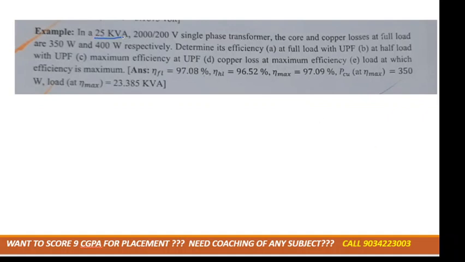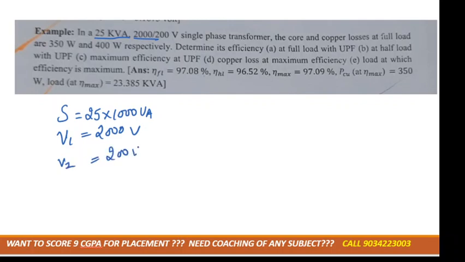In this question, they said 25 kVA, so write it down side by side. S is equal to 25 into 1000 VA. You need to convert it into standard units. So V1 is equal to how much? 2000 volt. V2 is equal to how much? 200 volt. Then they mention core and copper losses at full load. Full load means x is equal to 1. Core losses is denoted by PC, 350 watt, and copper losses are 400 watt.